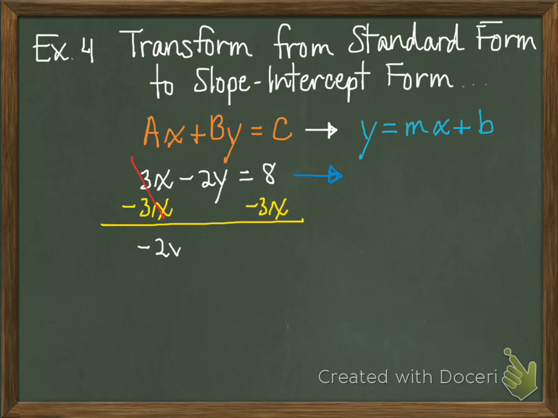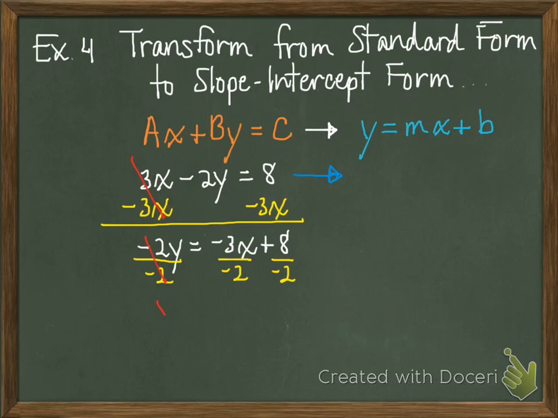When you subtract 3x on both sides, it goes away on the left, and on the right-hand side we get 8 minus 3x, or negative 3x plus 8. Then I need to get rid of the negative 2 in front of the y. So since negative 2 is being multiplied by y, I'm going to divide by negative 2. Now notice on this problem, I didn't divide the whole side by negative 2. I'm dividing each part by negative 2 so that I can keep track of my work, or so that in the end I can see the parts of the equation in slope-intercept form better.